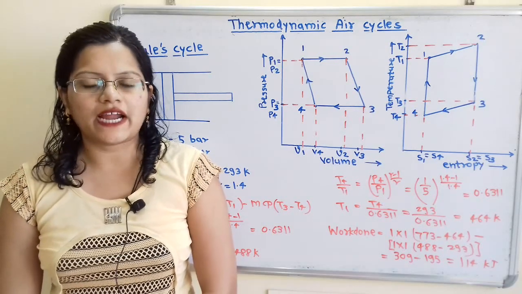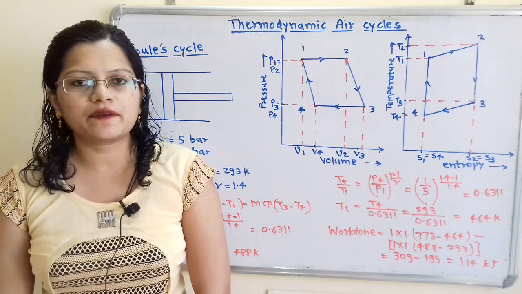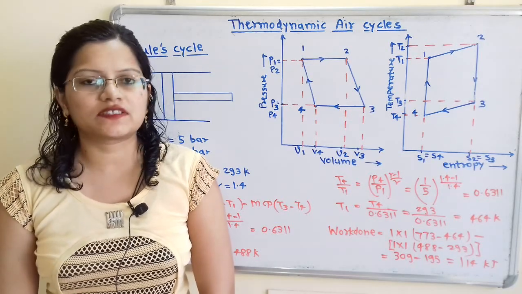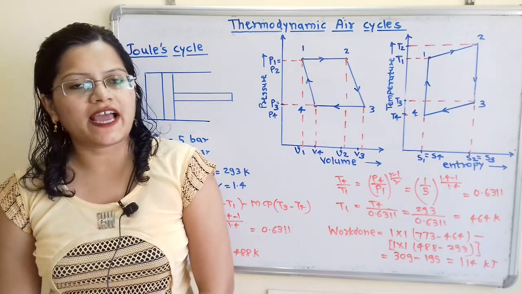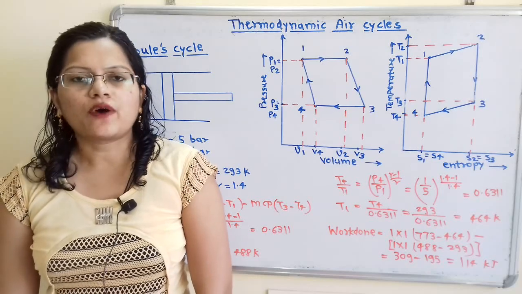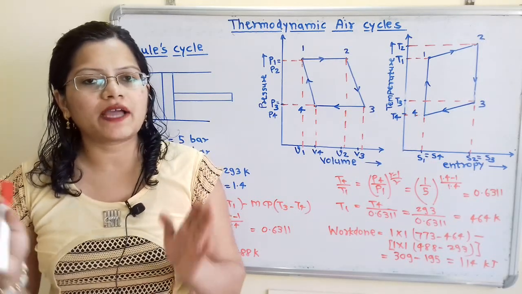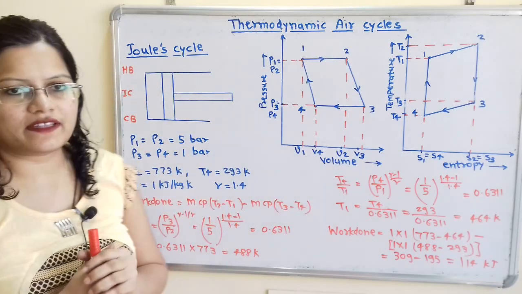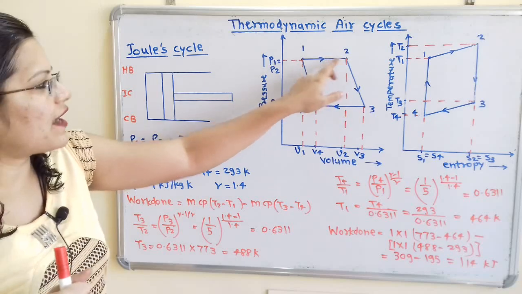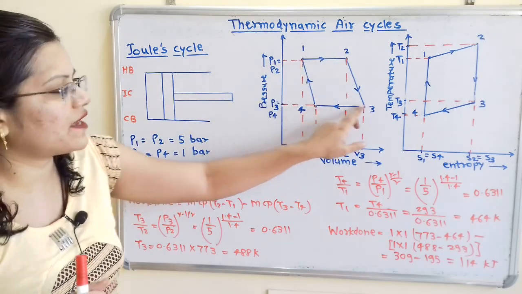Let us understand the given data. This cycle is the Joule cycle, which means two processes take place at constant pressure and two processes at constant entropy. Now the pressure range is given, 5 bar and 1 bar. If we observe this pressure-volume diagram, 5 bar is the higher pressure, that is P1 and P2, which is higher than P3 and P4.